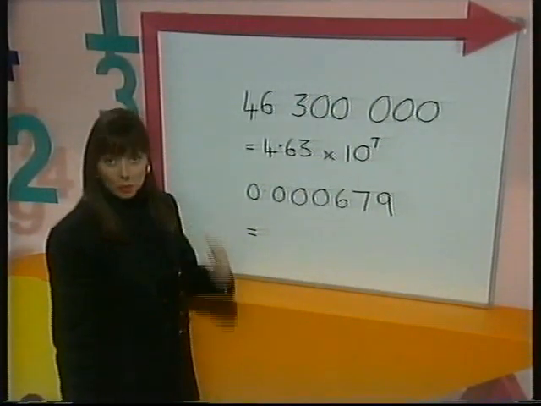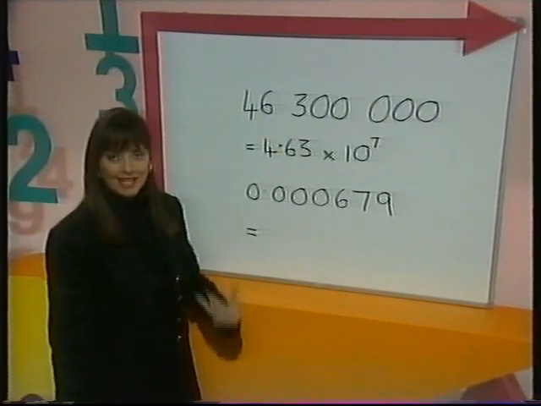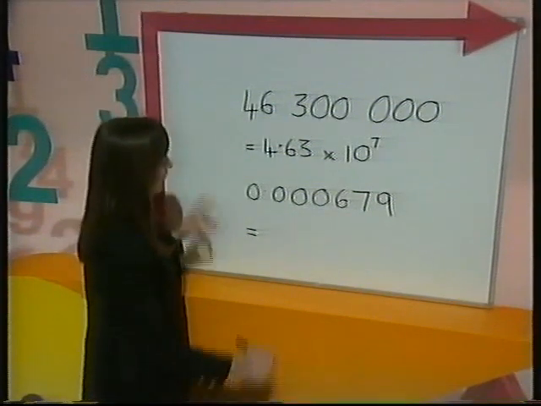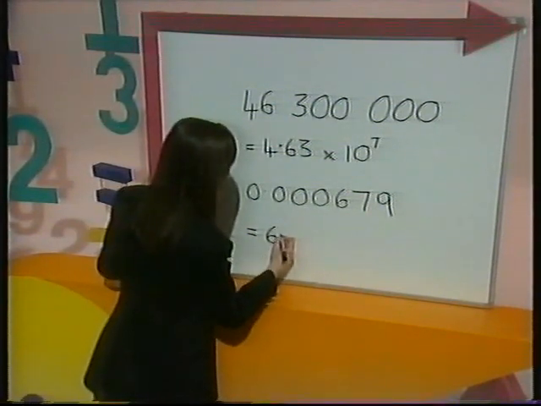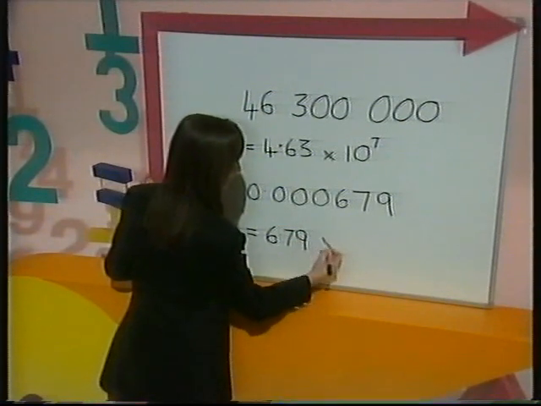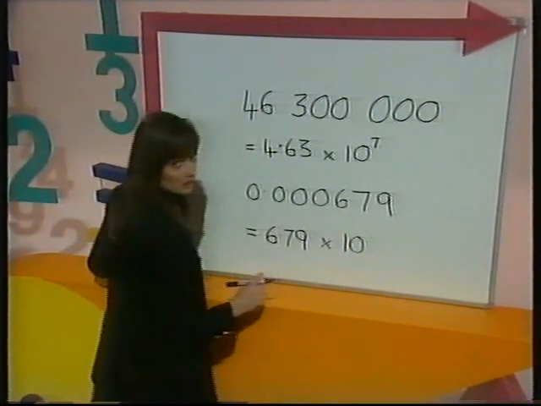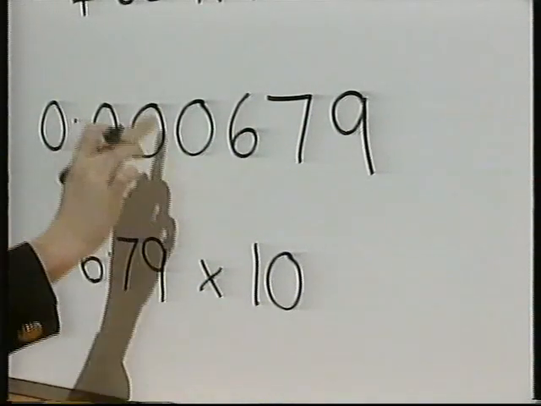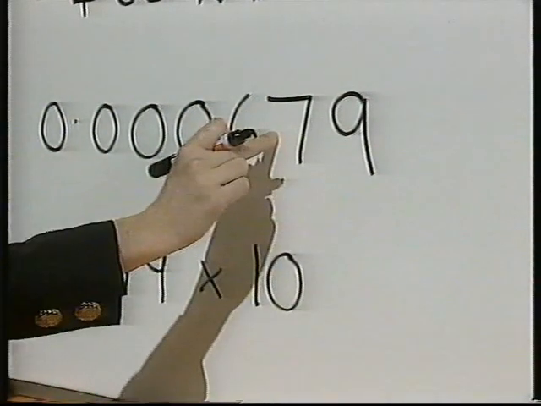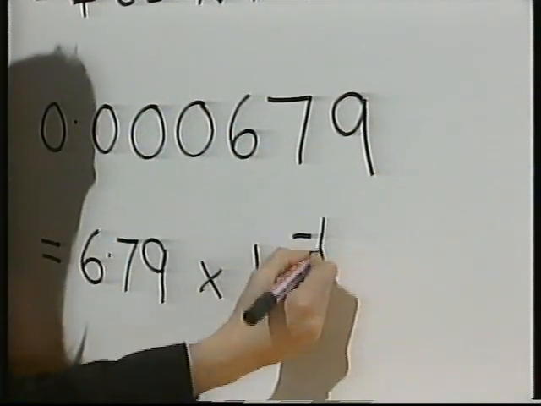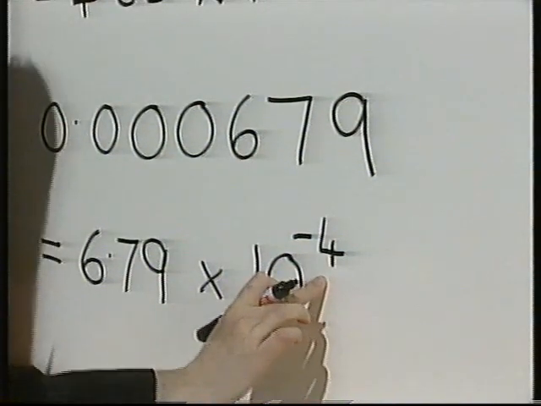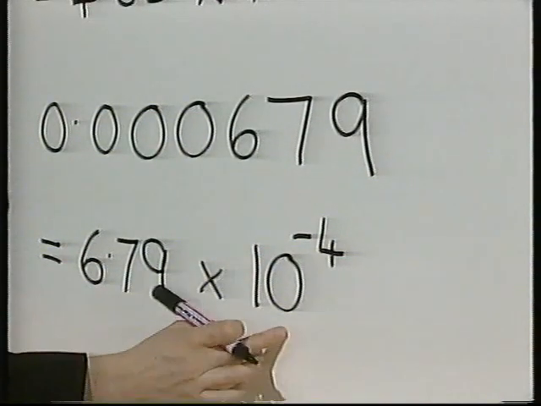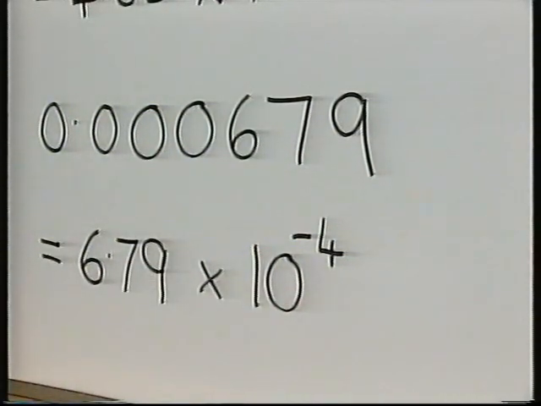In the same way, for small numbers, you find the number between 1 and 10, and then count the number of places that the decimal point has moved. So we say this is equal to 6.79 multiplied by 10 to the power something. This time the point has moved from here 1, 2, 3, 4 places backwards. So we say minus 4 is the index number. So this is equal to 6.79 multiplied by 10 to the power minus 4 in standard form.